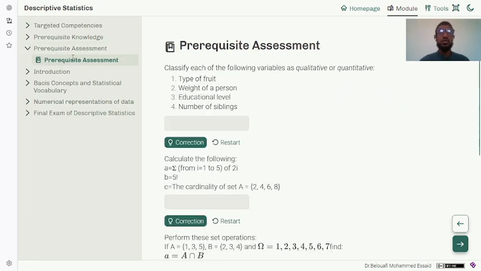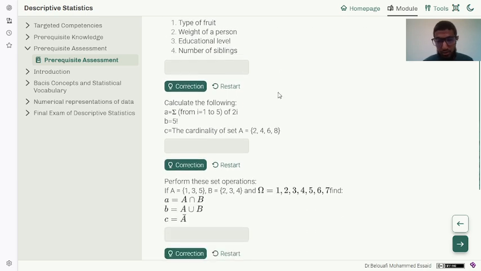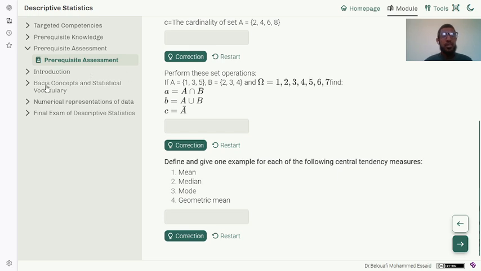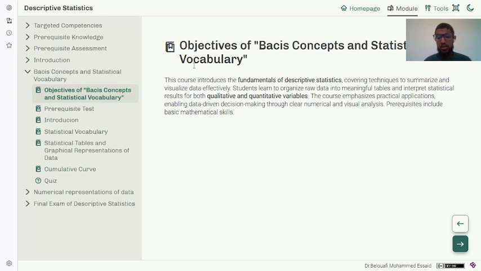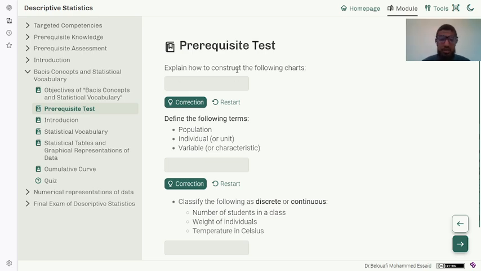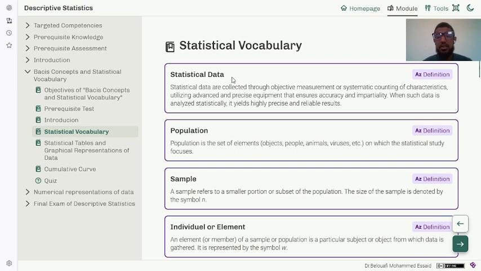I start this course by some prerequisite assessment, some exercises in order to evaluate the student. And the first chapter is the basic concept and the statistical vocabulary. The objective of this chapter is to introduce the fundamental concept of descriptive statistics and to interpret statistical results for both qualitative and quantitative variables. And this chapter begins with the prerequisite test to evaluate the students. The first part is to introduce some statistical concepts.